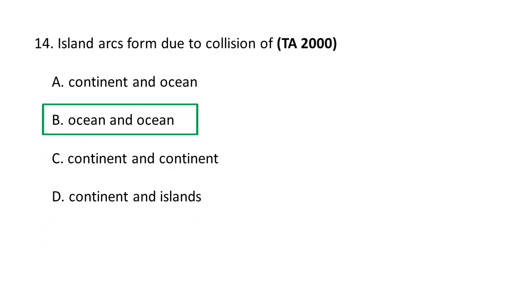Island arcs are formed when two oceanic plates collide and one subducts beneath the other. Subduction means that when two oceanic plates meet at a convergent plate boundary, the older, that means the denser plate, will subduct beneath the less dense plate.